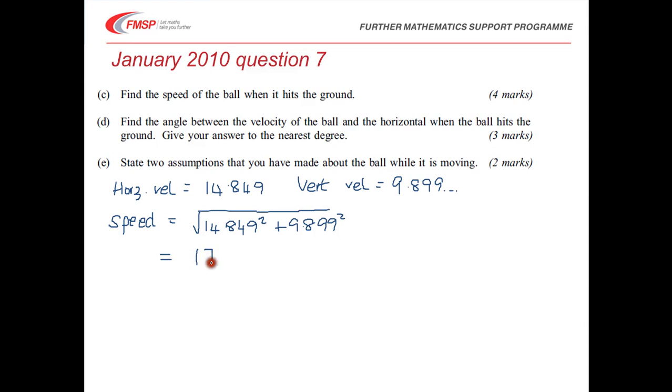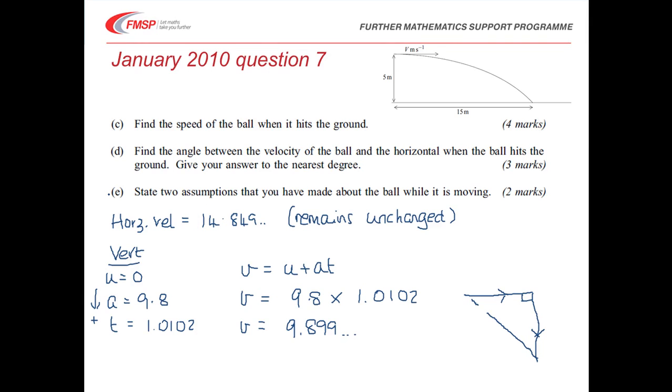That works out to be 17.84, which is 17.8 to 3 significant figures. So the speed of the ball, that's part C. If we just go back to the diagram, it then said to find the angle between the velocity of the ball and the horizontal. So basically we're wanting to find that angle, if we call it alpha.